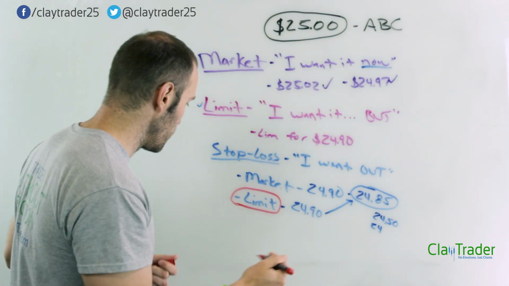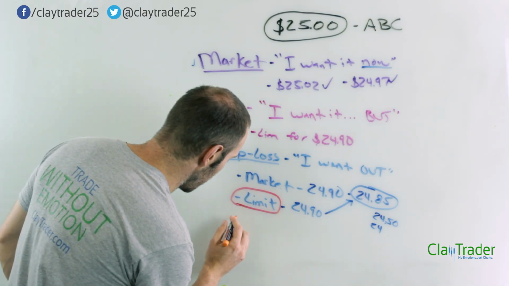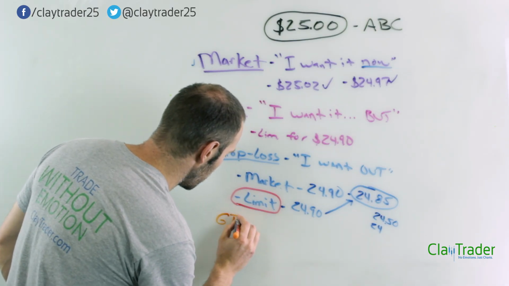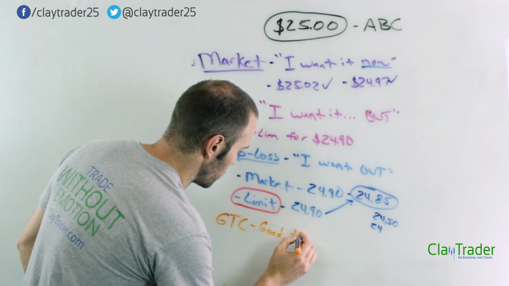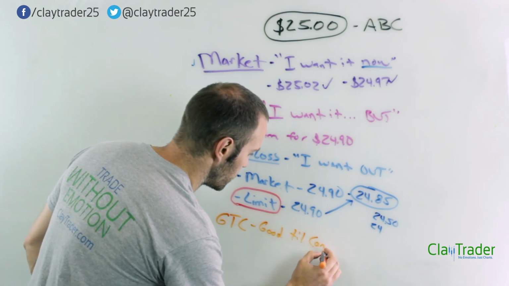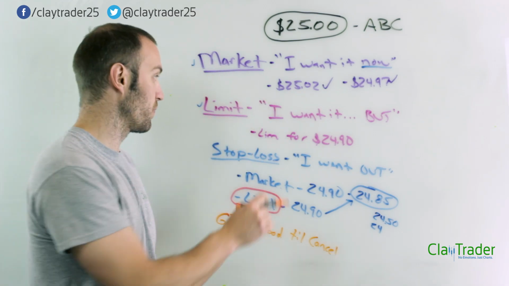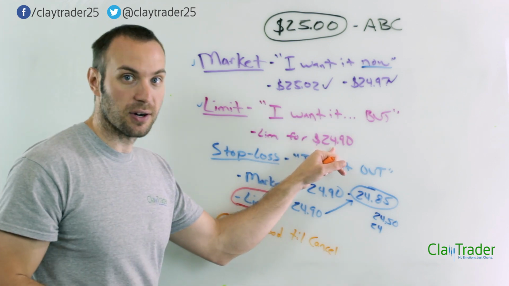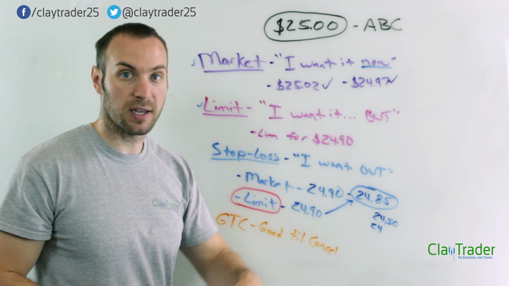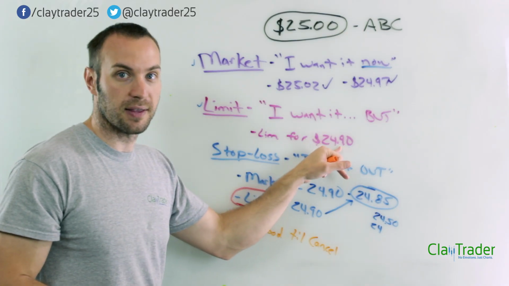And then finally, I should say, these aren't really order types. I suppose in a sense they are, but maybe you've seen GTC. This just means good till canceled, meaning your order is going to sit out there. So if you put in a limit order here for 24.90, it's going to sit there and sit there. And next week, it's still going to be sitting there. 3 months from now, it's still going to be sitting there.